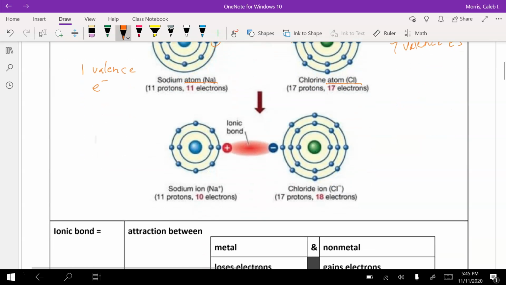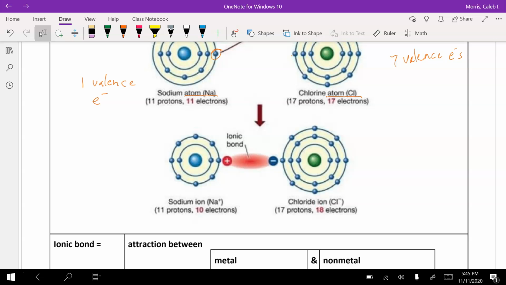After that has happened, we have sodium with 11 protons, those are positive, and 10 electrons, those are negative. That gives us an overall positive 1 charge. And then you look at chlorine, we have 17 protons still, but we got an extra electron, so we now have 18 electrons. That means we have a negative 1 charge.